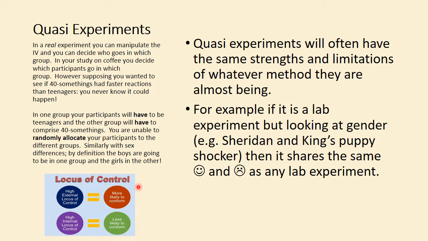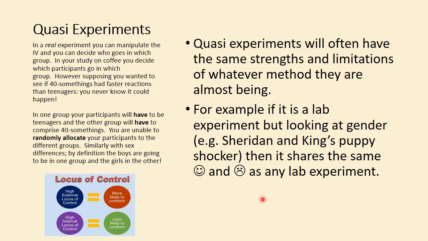Equally, when you're looking at things like gender, if you're a male, you go into the condition for males. If you're a female, you go into the condition for females. You can't be randomly allocated to those. So these quasi experiments are ones that are done where they look like a lab experiment or a field experiment or whatever type of experiment you're doing, but you can't allocate people to conditions. They are already allocated because of some characteristic they have.